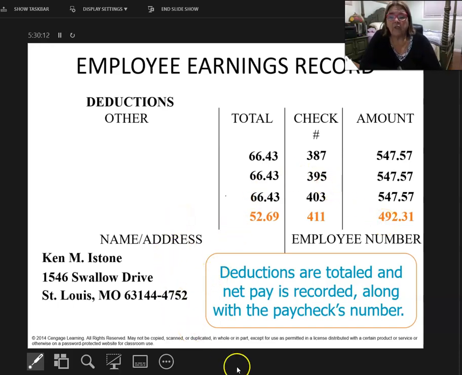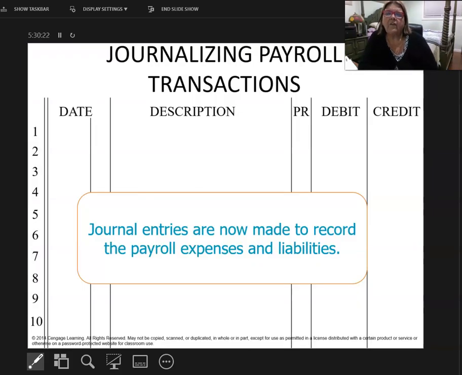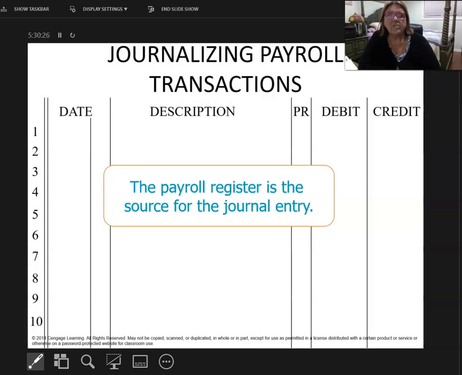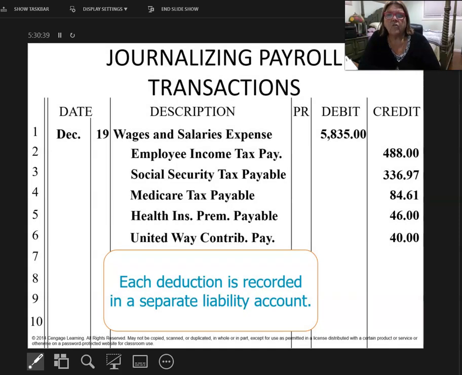And the last thing we're going to look for in every chapter is, how do I journalize this stuff? So now we're going to look at how I journalize payroll. Okay, so I'm going to take the information from the payroll register. It's going to be the source for my journal entries. And so here's the total wages and salaries expense from the payroll register. That's all of the gross pay from everybody for this week ending December 19th. So I'm going to debit that.